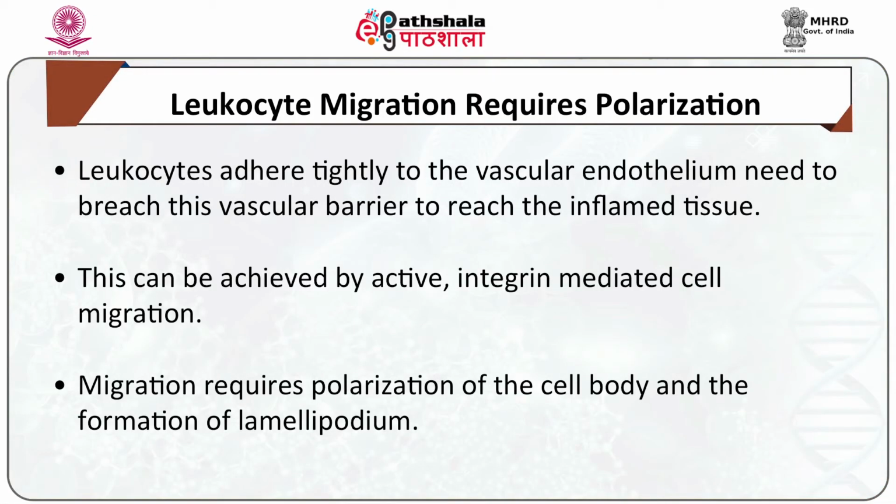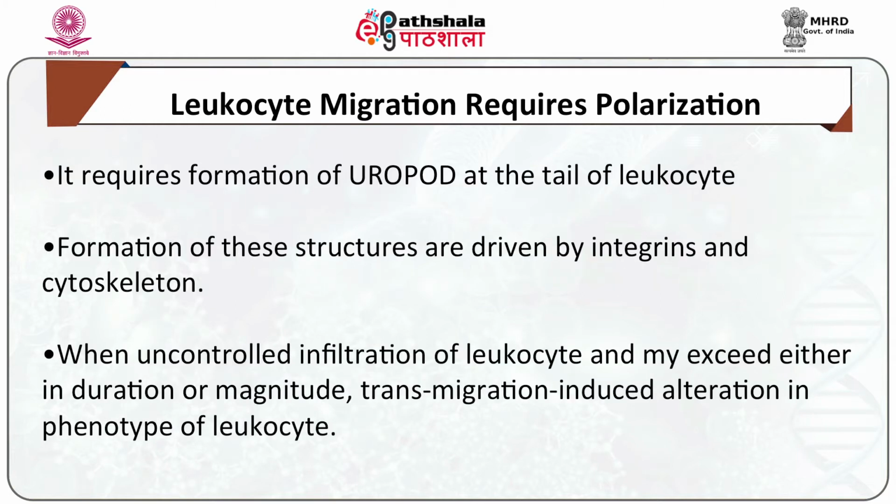Therefore, leukocyte migration requires polarization. Leukocytes that adhere tightly to the vascular endothelium need to breach or break this vascular barrier to reach the underlying inflamed tissue. This can only be achieved by active integrin-mediated cell migration. That is, the migration also requires polarization of the cell body and the formation of a lamellipodium. It also requires the formation of a uropod at the tail of the leukocyte. The formation of these structures is driven by integrins and the cytoskeleton.